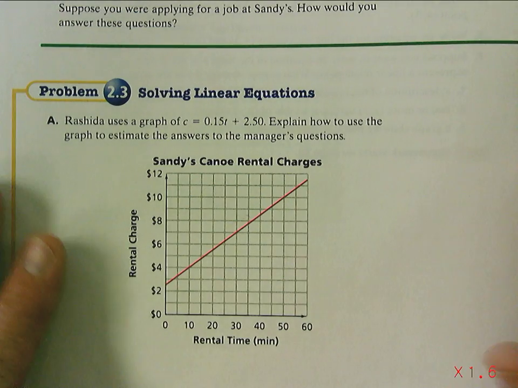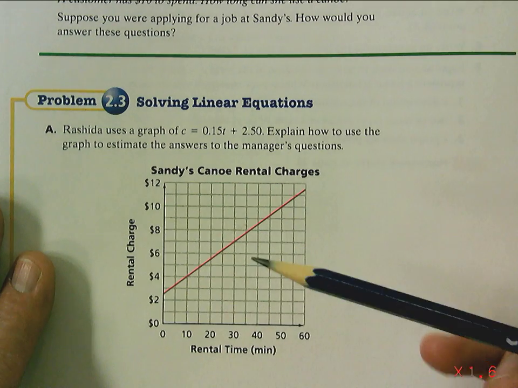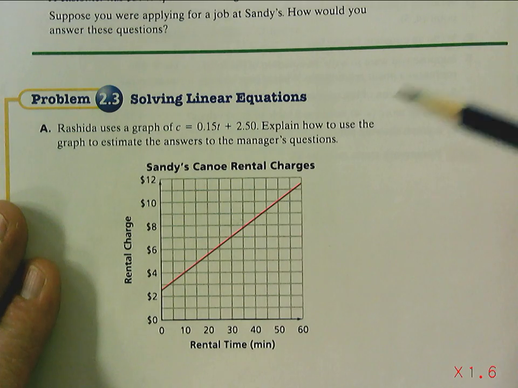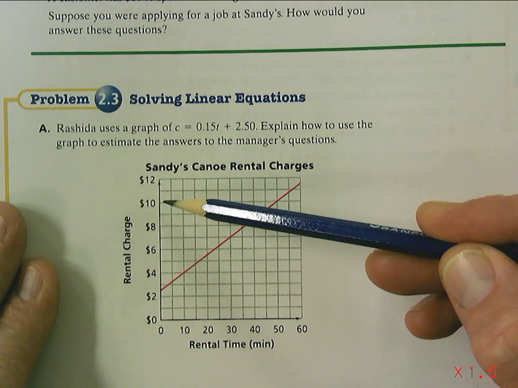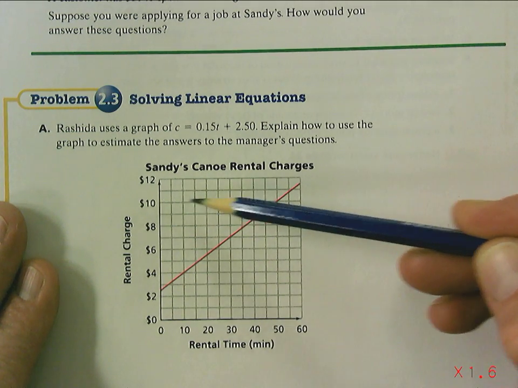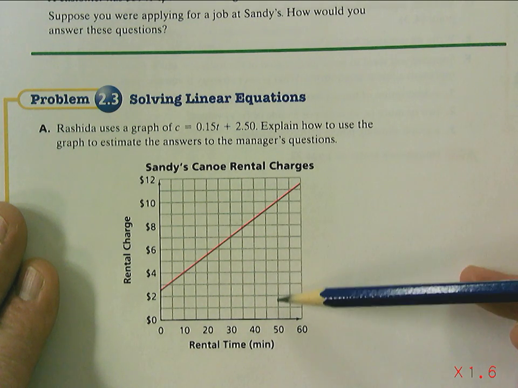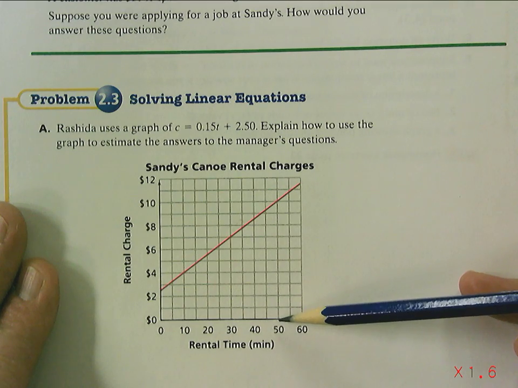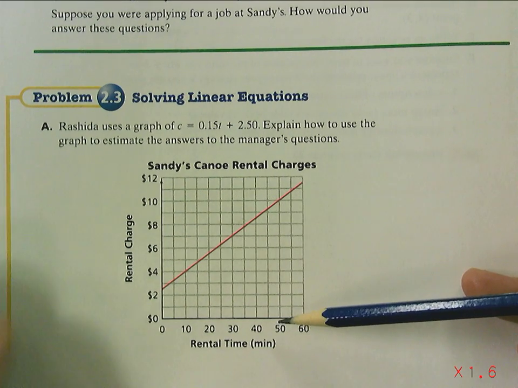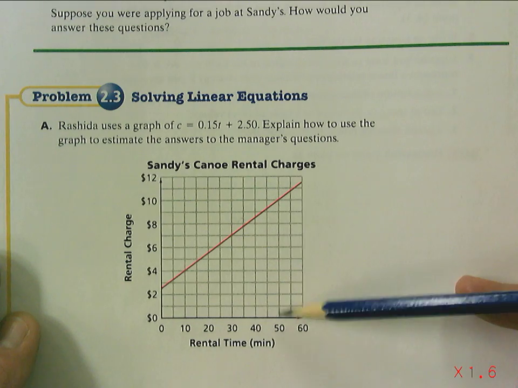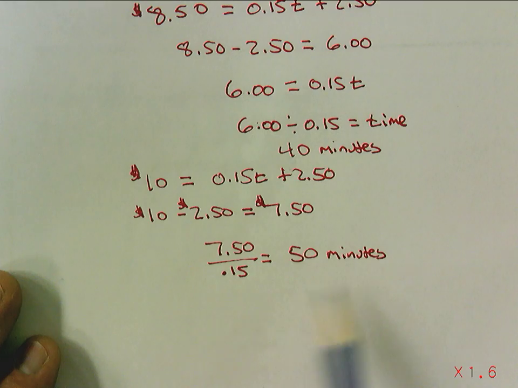And then finally, the third question, if a customer has $10 to spend, and we want to know how much time they can have the canoes for, again, we go to the $10 and follow that all the way across to where it runs into the line, and then we go down. You can see that it's 50 minutes of time. So $10 right there, intersection with the line, 50 minutes. And again, that's what we calculated when we actually did the calculations for this problem.